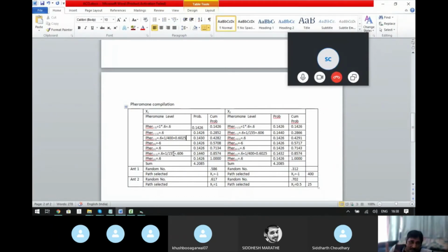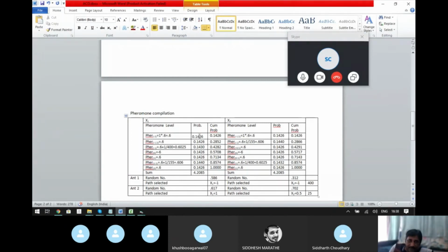Are you getting? Hello? Yes, Siddharth? Yes, sir. So see, 0.6 plus 1 by 400. Why? Because on this path ant 2 has traveled. And 0.6 plus 1 by 155. Why 1 by 155? Because on this path ant 1 has traveled, and the objective function value there is 155. So new values of pheromone are available to us, and now based upon this, I'll be finding the probabilities. How are these probabilities found?